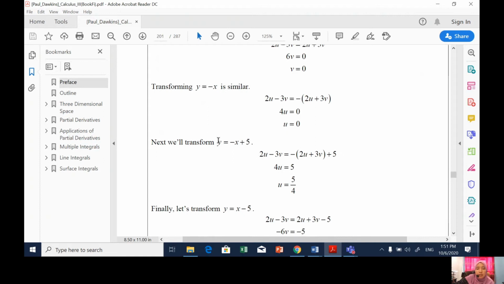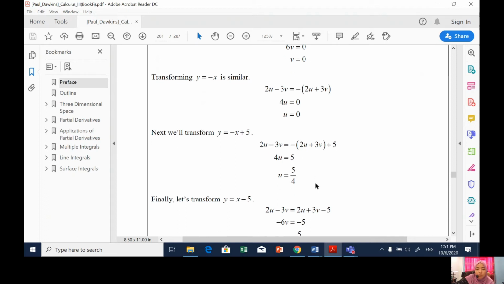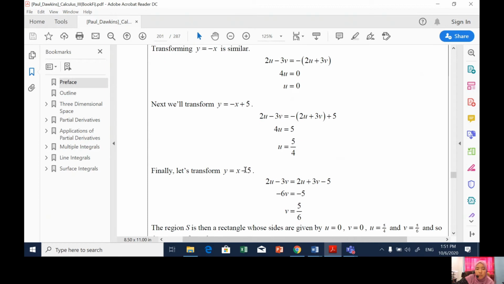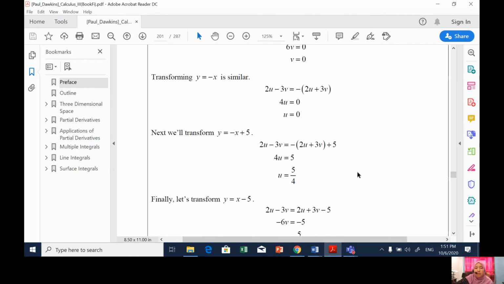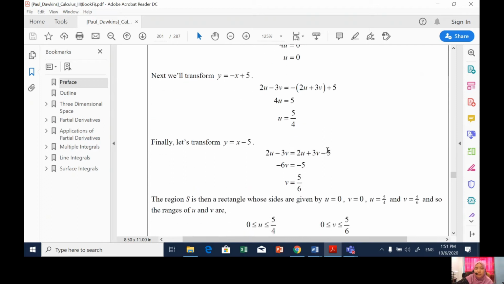Okay, so the next line, we have this equation. Transform it into a new variable in terms of u and v. Then we have this equation, u equal to 5 over 4. Then we do the last one, y equal to x minus 5. Then we have v equal to 5 over 6. Okay, so the new region will be the region bounded by these 4.